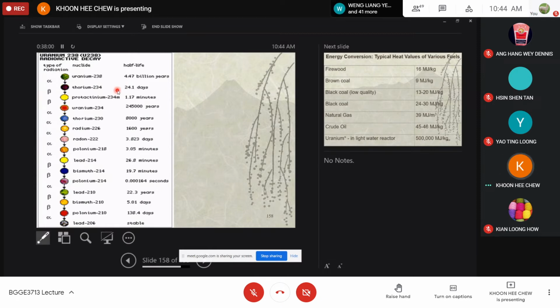Thorium 234, 24.1 days, not so bad. Okay, and then uranium 234, 245,000 years. So if you want to get rid of the radioactive material, it takes millions of years, thousands of years. So this is a problem with radioactive waste. Yeah, and you can see that there is no uranium 235 here. Yeah, because the main source of uranium 235 is coming from uranium 238. Around 0.7% of uranium 238 consists of uranium 235.